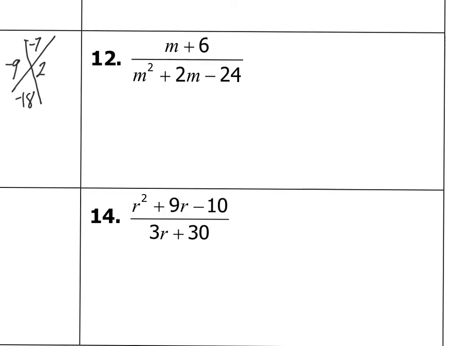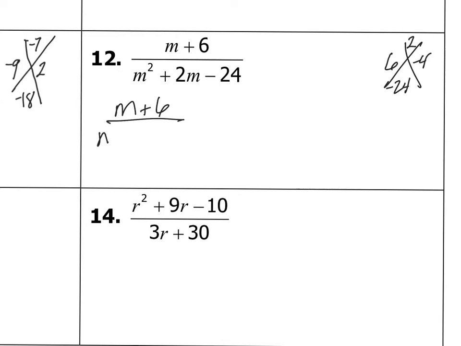Okay, so same thing. On the top, I've got m plus 6 all over. Tell me something that multiplies to be negative 24 and adds to be 2. Let's see what multiplies to be negative 24 and adds to be 2. I think that's going to be 6 and negative 4.